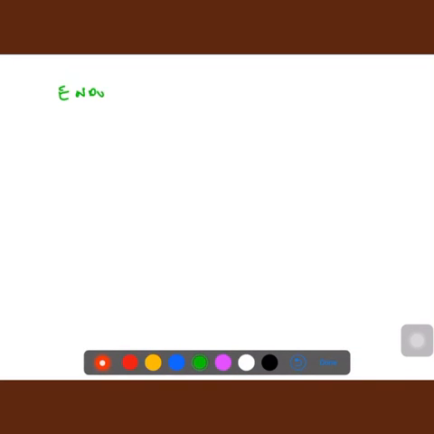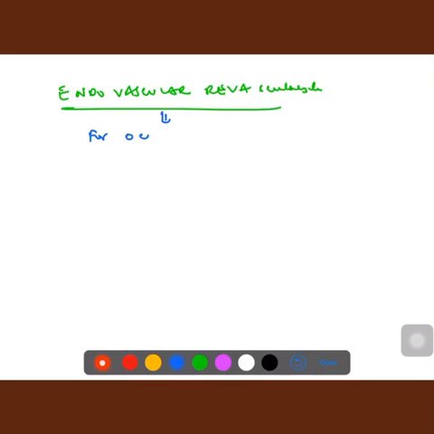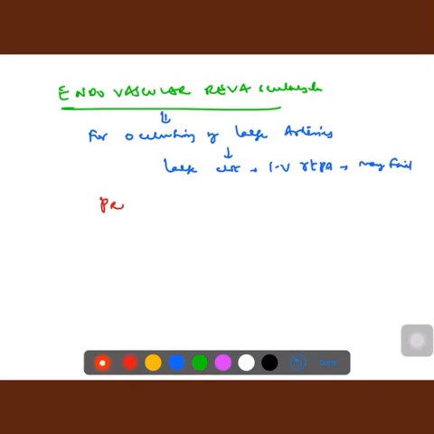Then coming to endovascular revascularization. Because of occlusion of large arteries like the internal carotid artery, MCA, basilar artery, there will be a large clot. That large clot failed to open with IV recombinant tissue plasminogen activator. So we will inject directly into the vessel, endovascular revascularization.